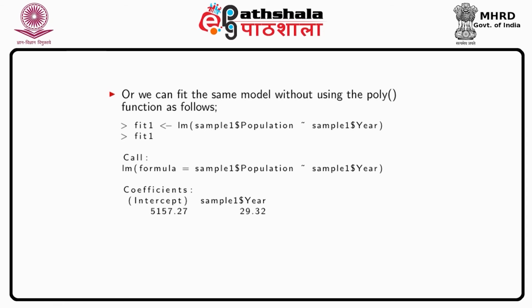So here we are fitting a regression model of first order, where I am simply fitting a linear model using the lm function of sample population on sample year. And the output is simple enough. We have one estimate for the intercept, another estimate for the slope corresponding to the sample year variable.